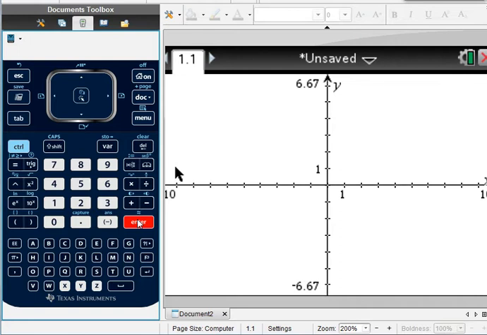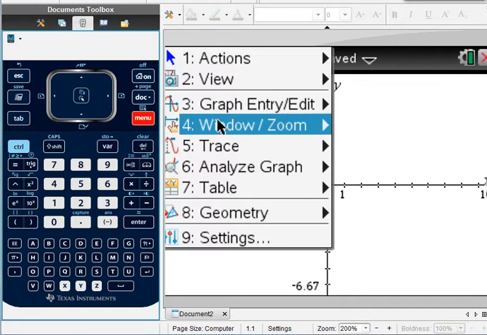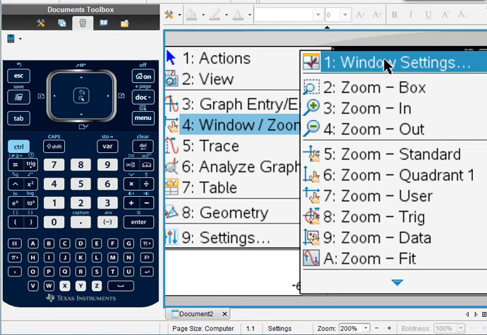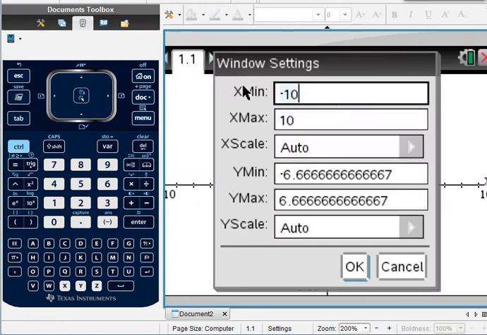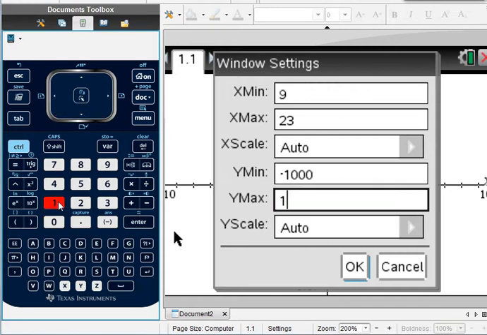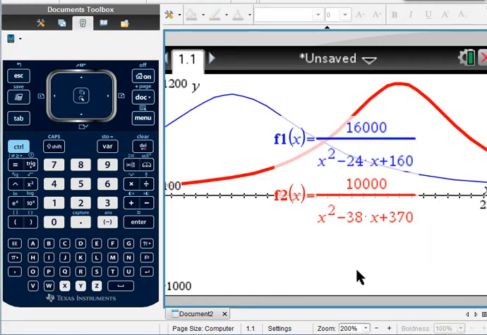So again, we don't see them, so let's change our window size. On the Inspire, you go to Menu, Window Zoom. Normally we'd play around with it, but we already figured out the window size we needed on the first one. So the x minimum should be 9. That's when the fair opens. X maximum 23. That's when it closes. And the y minimum, I think we had a negative 1,000. And y maximum 1,200. Okay. And there's our graphs.